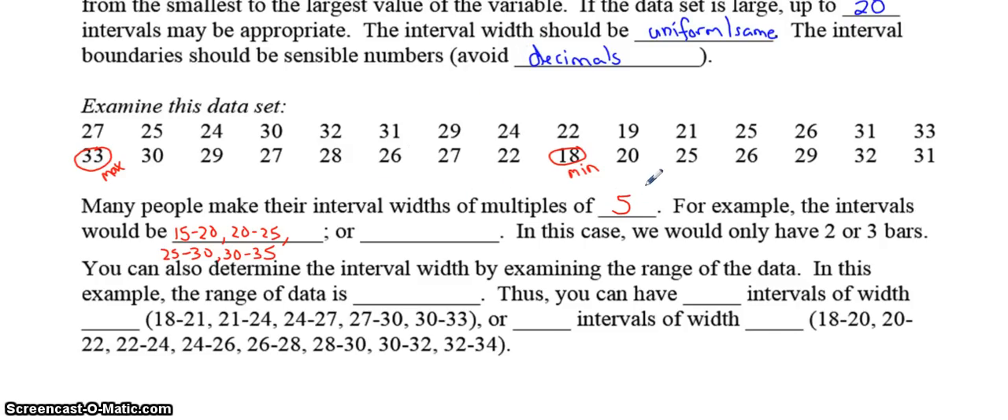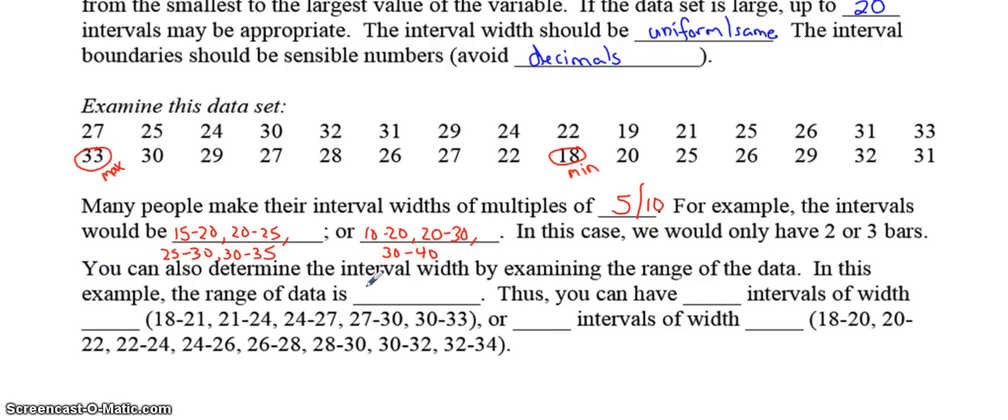If you did a width of 10, well, that would be even worse. So you'd have 10 to 20, 20 to 30, 30 to 40. In that case, you would only have 3 bars.